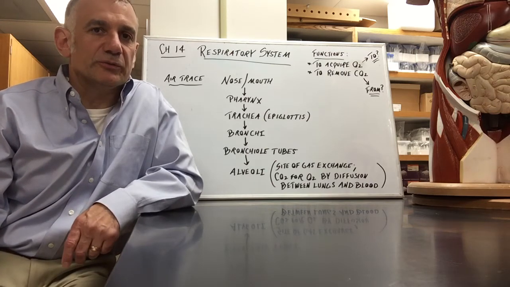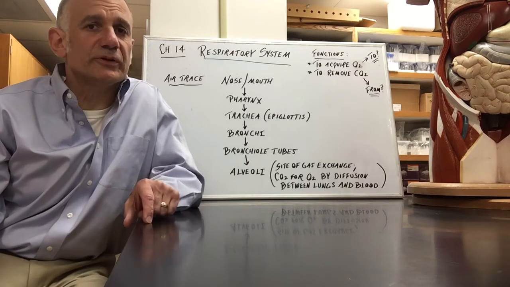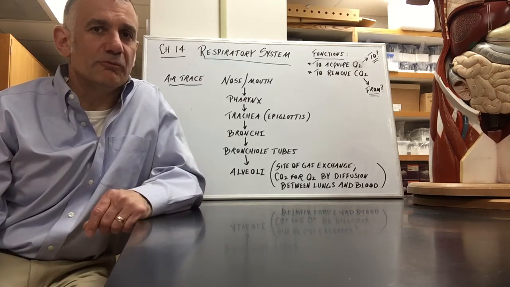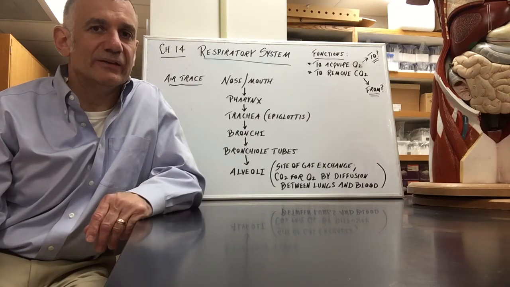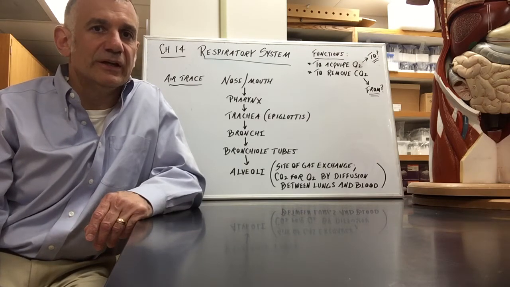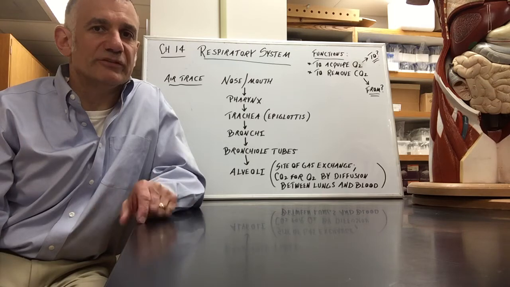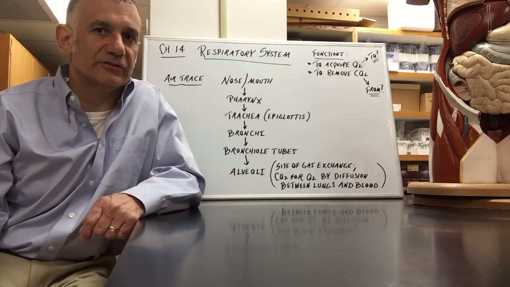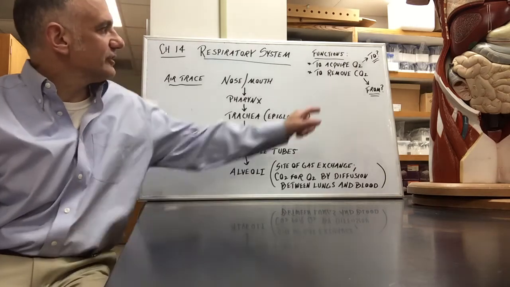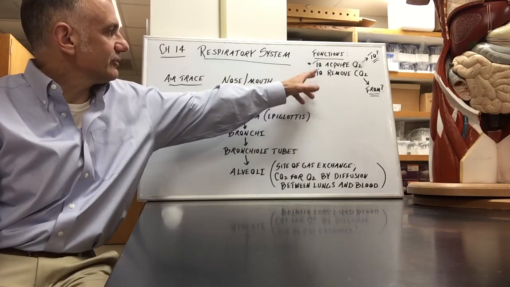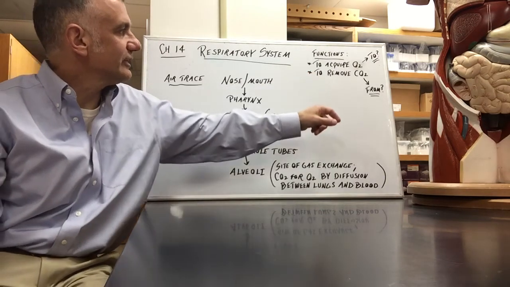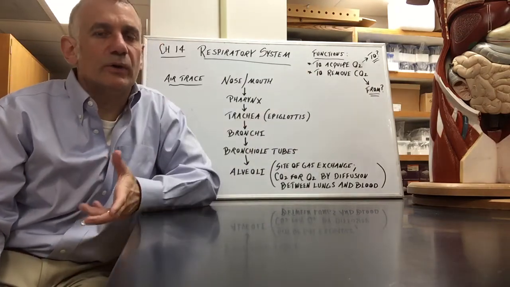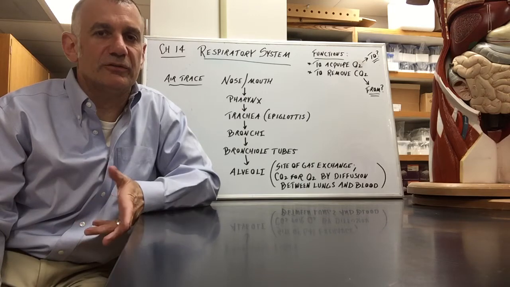Chapter 14 is on the respiratory system. The respiratory system has two major functions. We talked about other systems that have multiple functions, tens, hundreds of functions sometimes. The respiratory system has two basic functions: to bring oxygen into the body and to remove carbon dioxide. That is it. As you can see up here, I've written a couple of questions next to the functions that I just discussed.